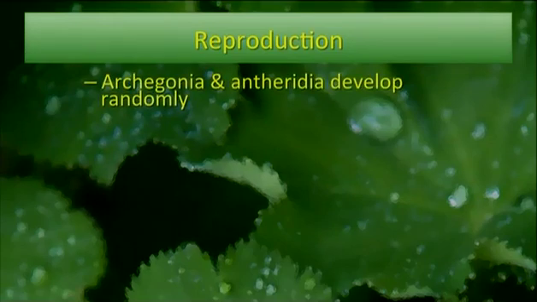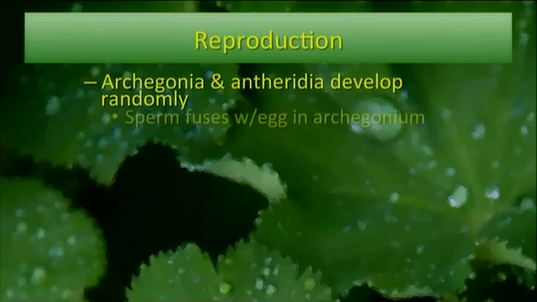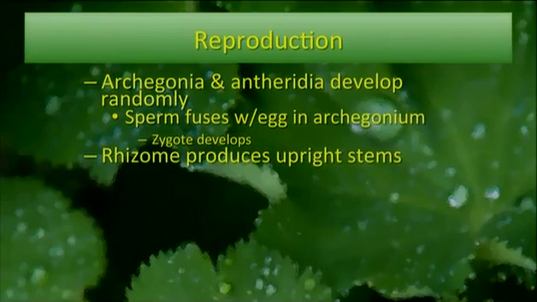So the archegonia and antheridia develop randomly. The sperm fuses with the egg in the archegonium, like we just saw. The diploid zygote develops, and the rhizome will produce upright stems or pendant stems, depending on what kind of Xylodum it is.